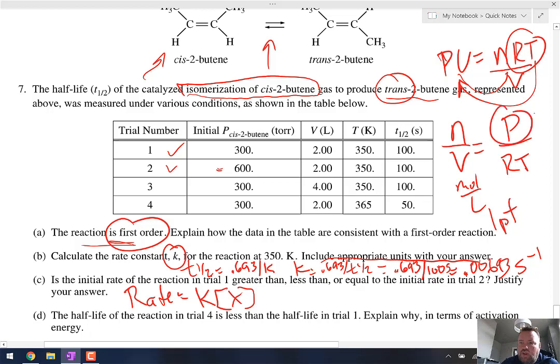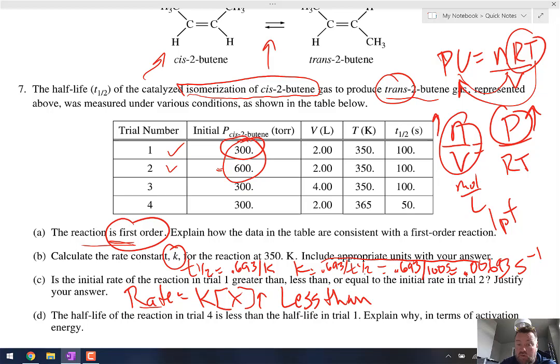So as the pressure goes up, what does the concentration do? Of course, the concentration goes up. So when the concentration goes up, what does that do to your rate? Of course, it makes your rate increase. So is the initial rate of the reaction in trial 1 greater or less? Trial 1's the lower pressure, so it is going to be less than that of trial 2. And then to justify your answer, I would just say, using the rate law, when the pressure goes up, the concentration goes up, which means the rate will increase. Okay, also a 1-point response there.